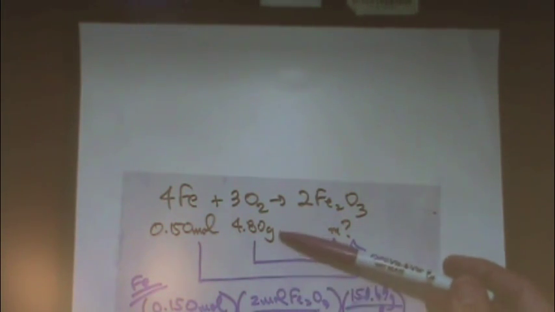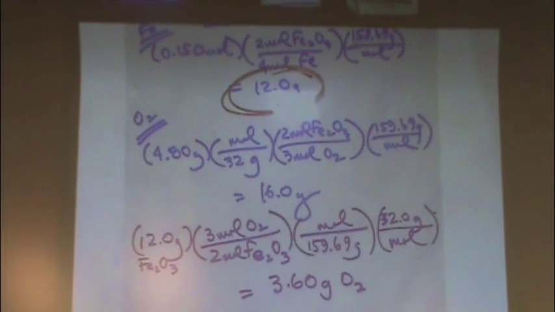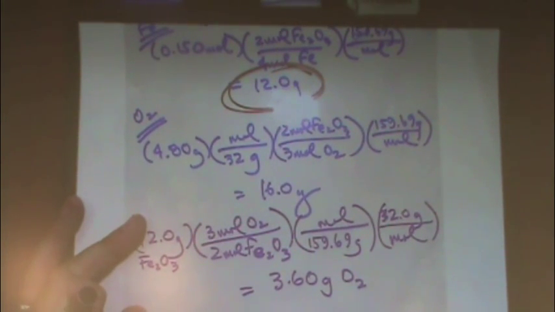Is that reasonable that my answer is smaller than the given number? It better be, yeah. This is in excess, so I have more of this than what I need. I only use 3.6, so you can see I have quite a bit in excess. I would say 4.80 minus 3.60 will tell me how much I have in excess: 1.20 grams.